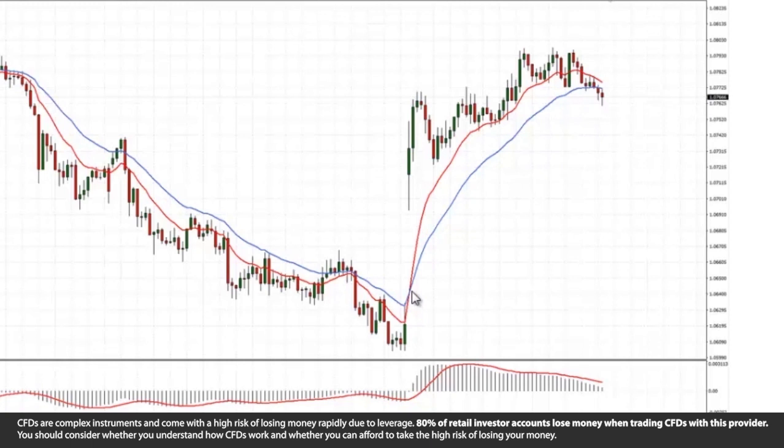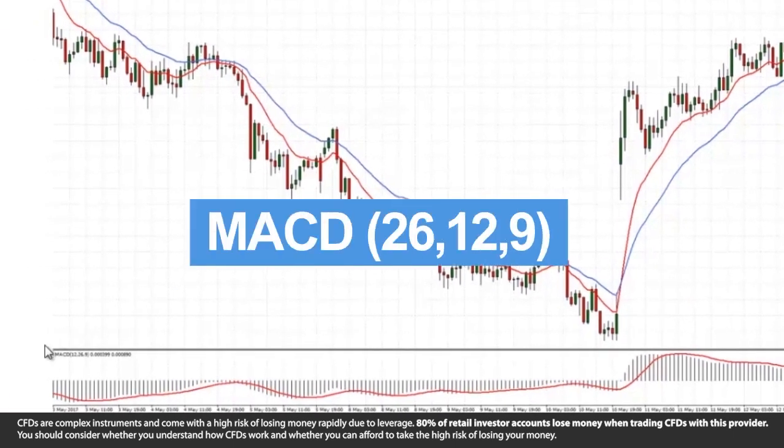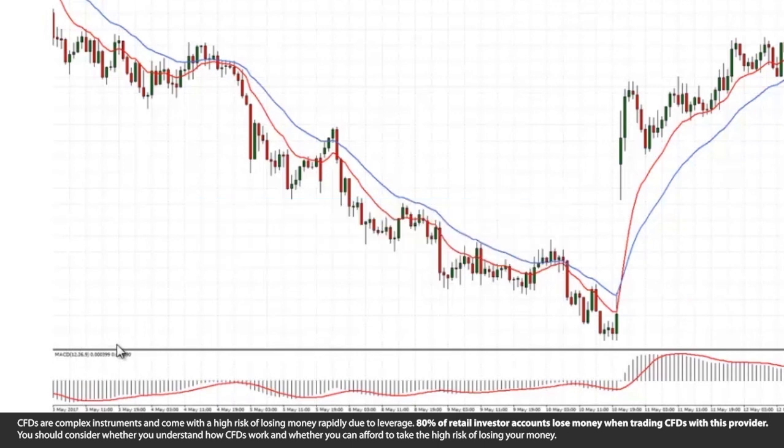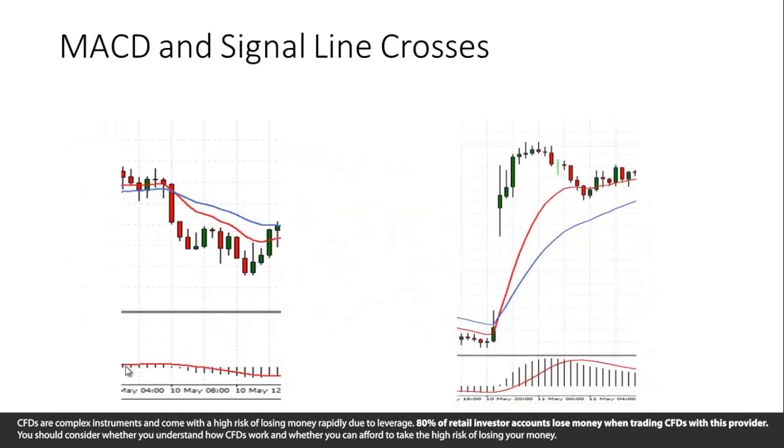The signal line, usually marked in red, is a moving average of the MACD values themselves. Typical values for the MACD are 26, and for the EMA it's 12 and 9 for the signal line. The further apart the EMAs, the greater the momentum, and the further away the MACD will be from the center line.